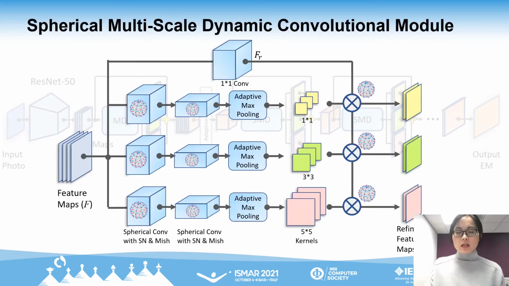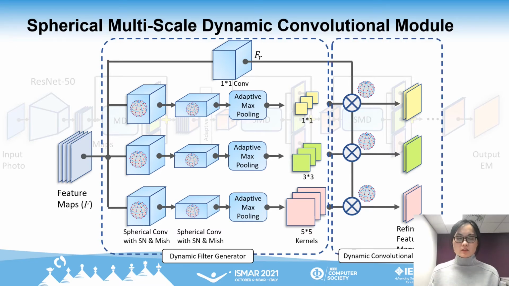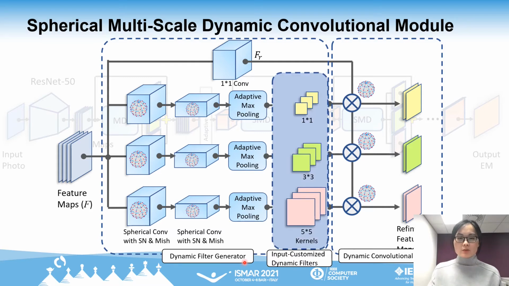The aim of the SMG module is to model the discrepancy between the shared and the input customized lighting features. It consists of two parts: the dynamic filter generator and the dynamic convolution layer. The general feature map extracted from the backbone neural network will be used as the input of the dynamic filter generator. They will be transformed to the input customized dynamic filters, and these dynamic filters will be used as a convolution kernel and will be convolved with the general feature map in the dynamic convolution layer to generate the customized feature maps.